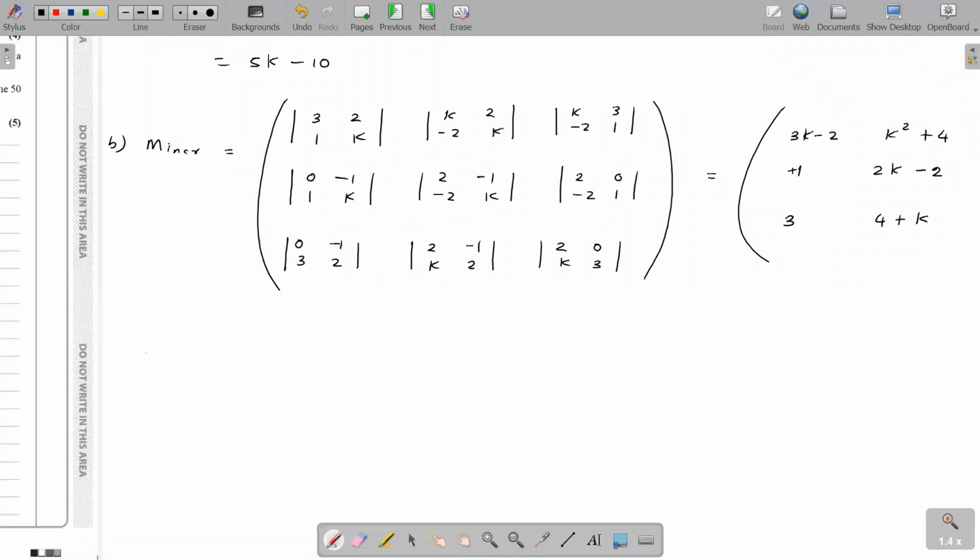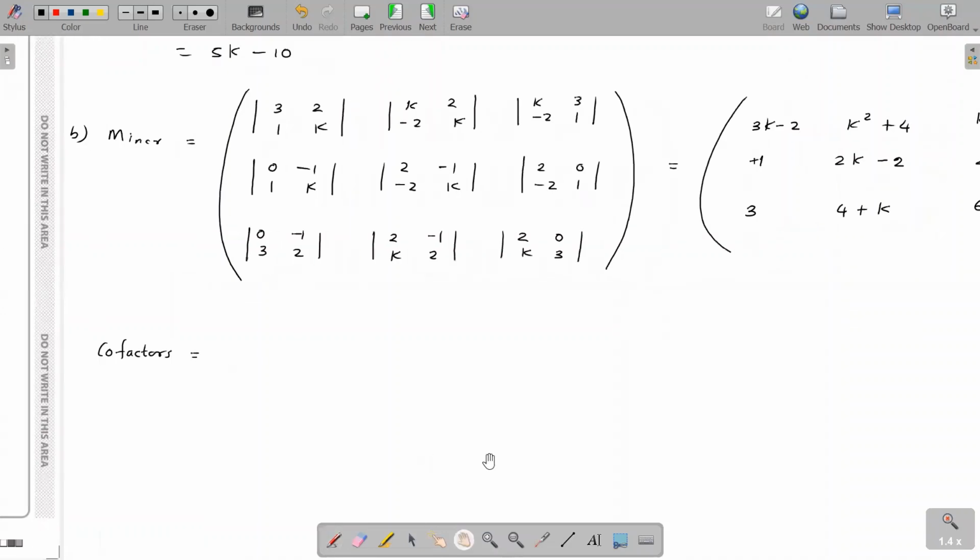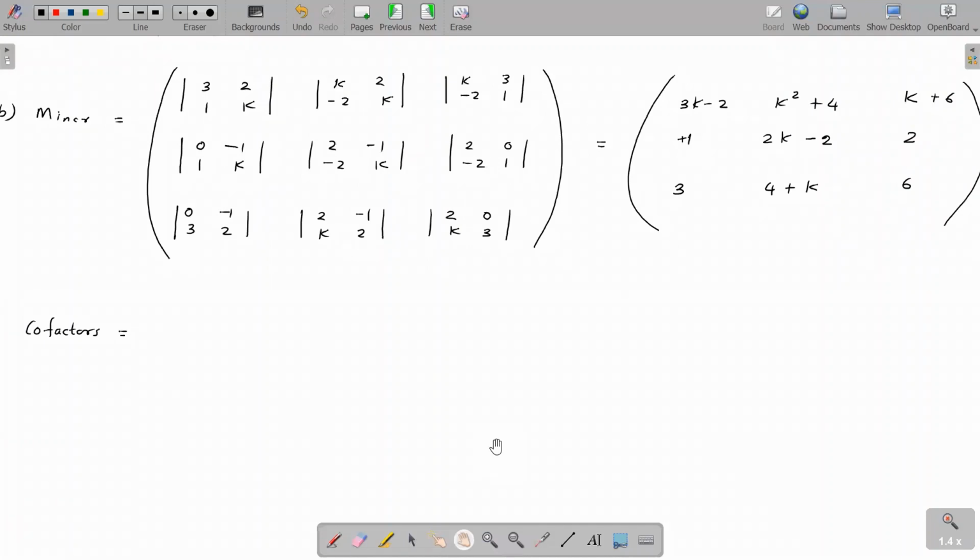Okay, so after the matrix of minors, get the matrix of cofactors. How do you get the matrix of cofactors? By putting the alternating sign rule, isn't it? Are you with me? Alternating sign rule, how does it work? Yeah, 3k minus 2, k square plus 4. I'll write the thing again. k plus 6, this is 1. 2k minus 2, 2, 3, 4 plus k and 6. This is what you get, the matrix of minors.